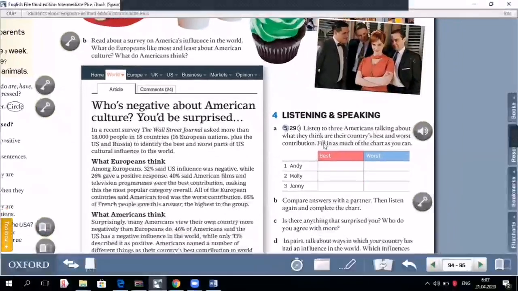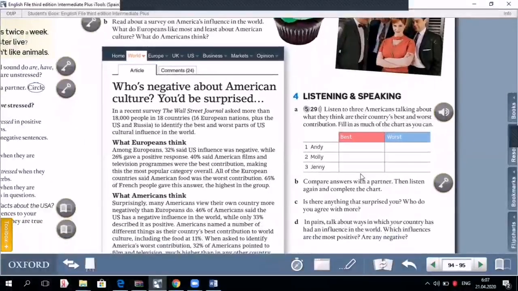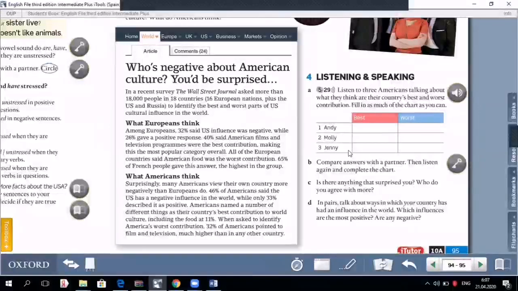You see, students, very interesting. What opinions about their own country? Three persons, Andy, Molly, and Jenny, were asked about the good sides and bad sides of America, pros and cons, and they told their opinions. You should fill these gaps. Next time, compare answers with your partner, and then listen again and complete the chart. Is there anything that surprised you here? Who do you agree with more? And you should tell your own opinions, share your viewpoint about Americans' culture, what is good and what is bad.